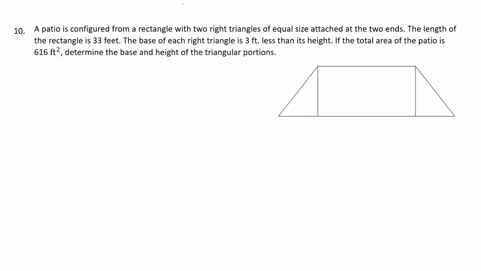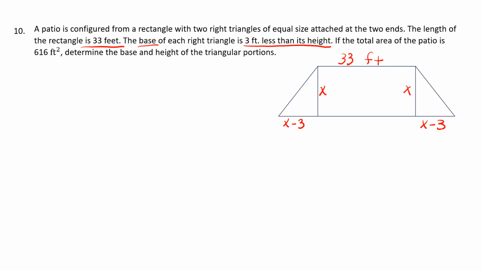All right, so the first thing we can see here is that the length of the rectangle is 33 feet. So the rectangle, 33 feet. And then we can see that the base of each right triangle is 3 feet less than the height. So if we have the height being x for each of these, then the base is 3 feet less than that. So x minus 3, x minus 3.